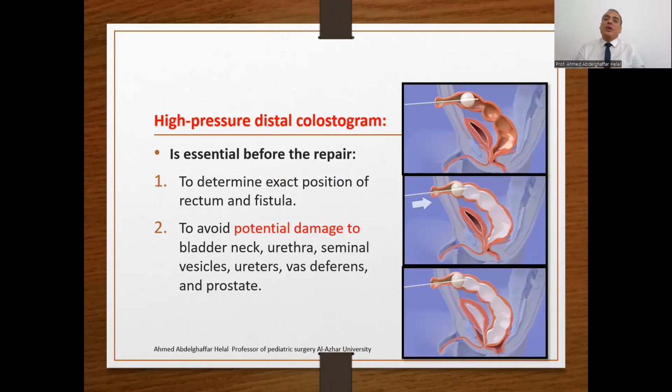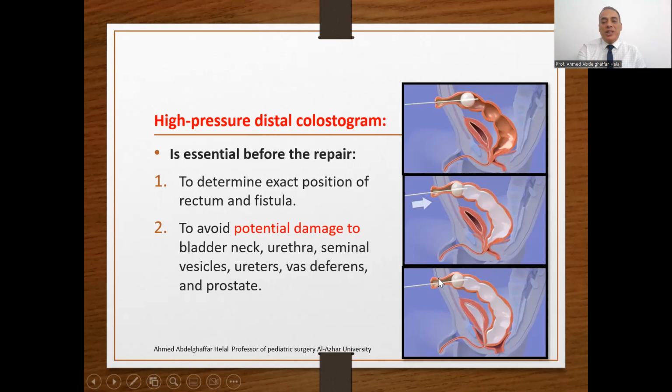Because we need to exert some pressure during injection of the dye. So this pressure can overcome the contractions of the pelvic structures. So we put this balloon of the catheter to occlude the stoma to prevent the retrograde flow of the dye. Then we inject the dye into the distal colon or distal rectum.